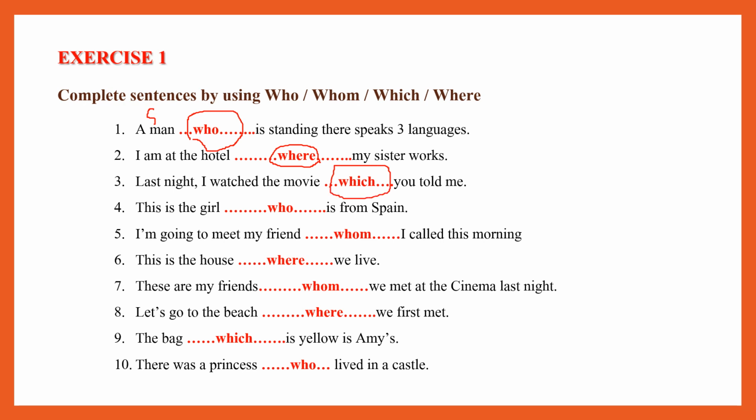This is the girl. The girl is a person. The girl from Spain. The girl is the subject, so we use who. Number 5. I'm going to meet my friend I called this morning. I'm the one who called my friend this morning. I'm the subject. My friend is the object. So I'm going to meet my friend whom I called this morning.